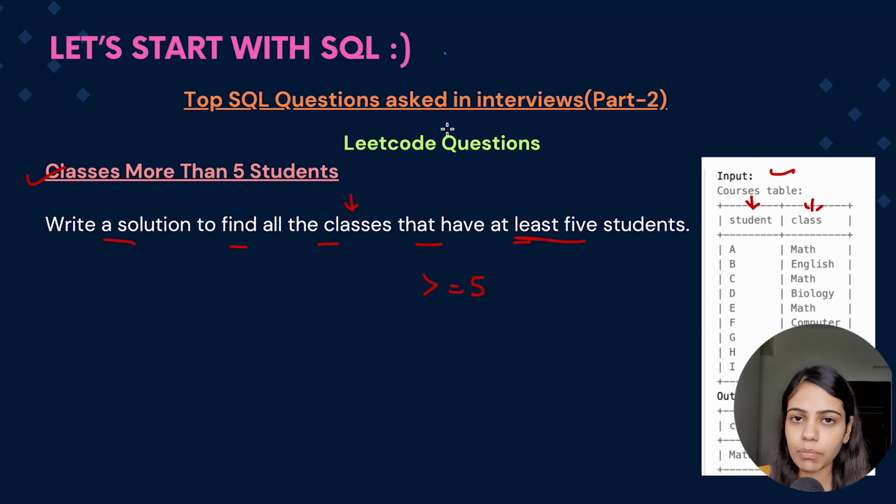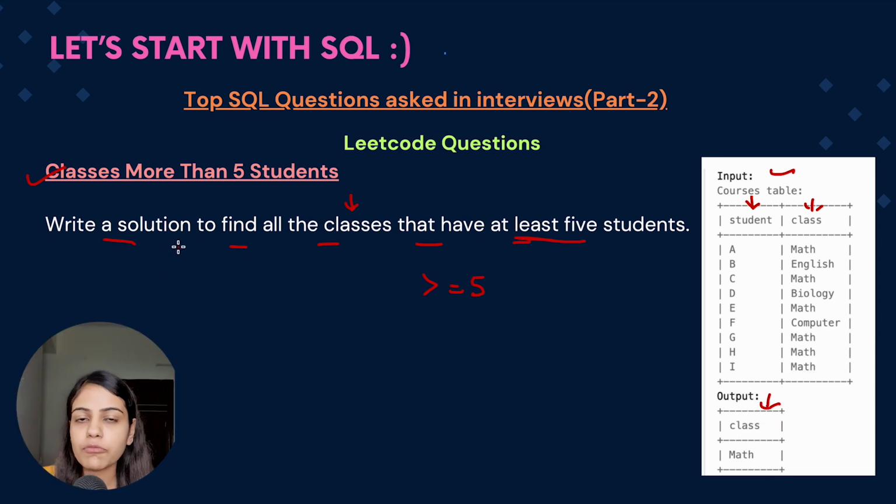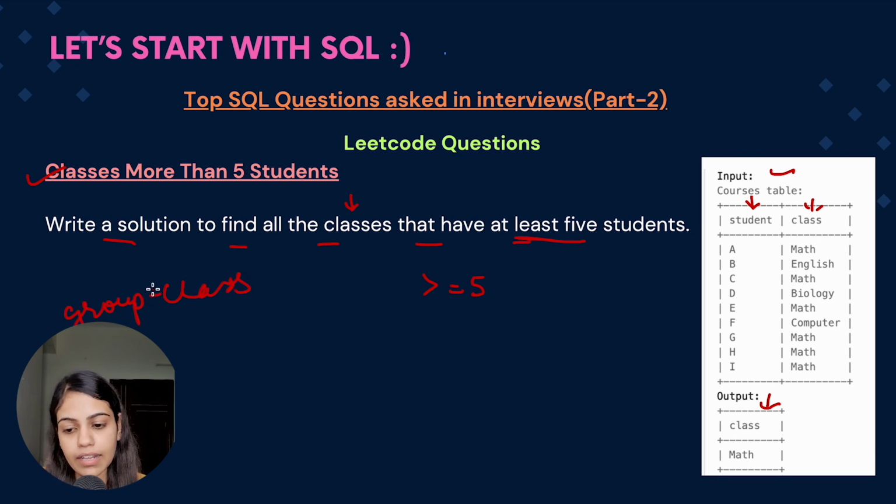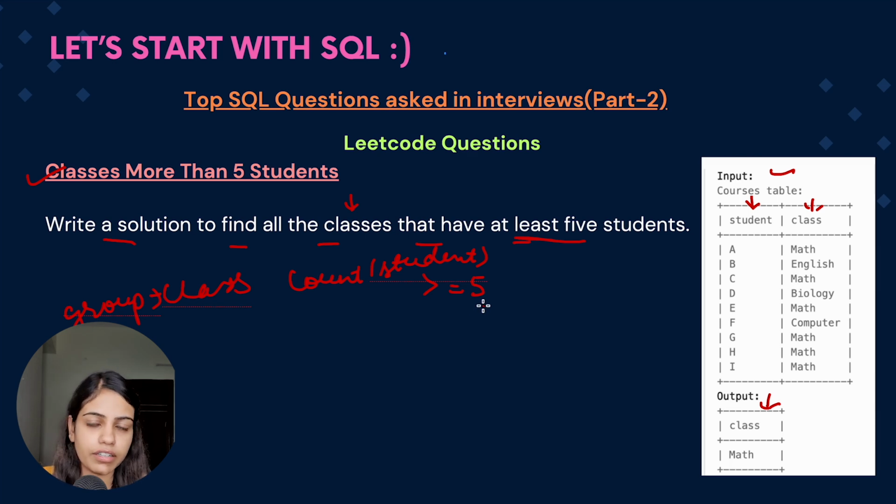So take a 2-minute pause. Think about how we can approach this question, and then we will go ahead and discuss the solution. This is kind of the same question which we solved in the duplicate email. So first we have the classes as well as students. What we will do is form a group of all the classes. So we'll group the class, and after we have grouped the class, we will count the number of students, and whenever the count is greater than or equal to 5, we'll print it in the final result.